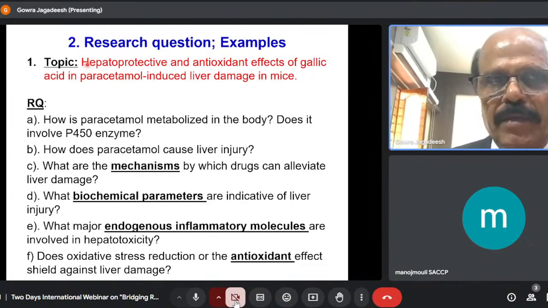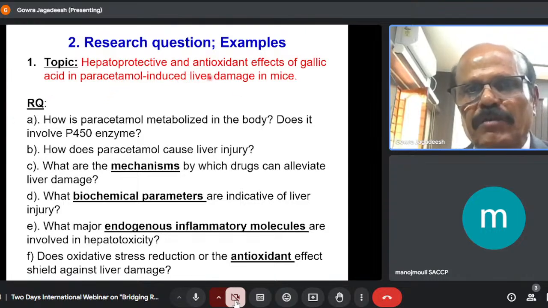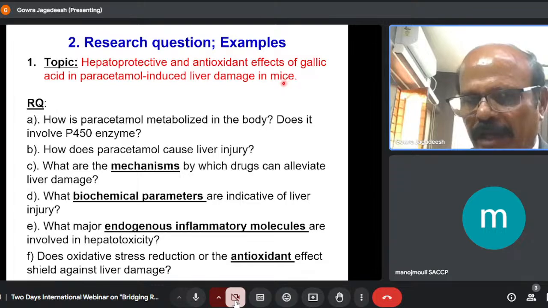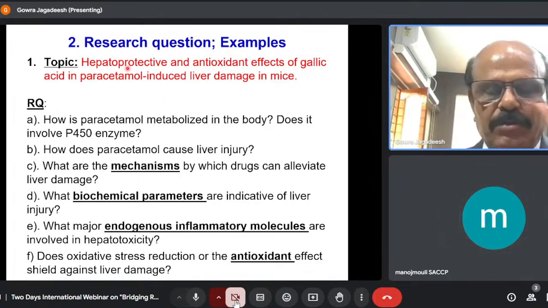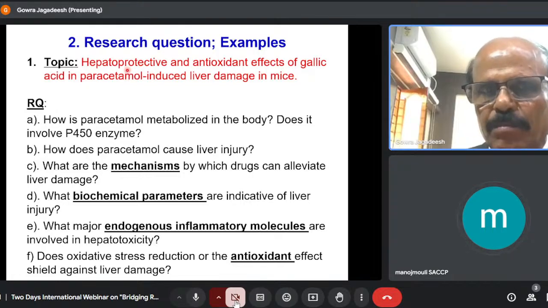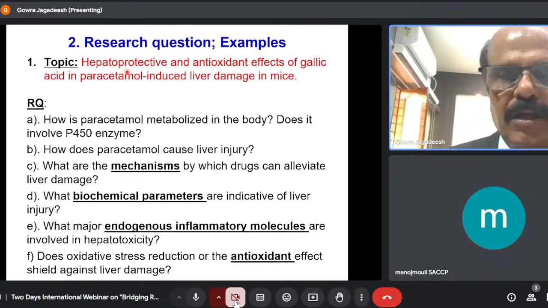One of them I copied: hepatoprotective and antioxidant effects of gallic acid in paracetamol-induced liver damage in mice. Read it a couple of times. Every word you dissect out. Let me dissect this one. I'll just give two examples. Even though I have several examples, because of time limitation we can't go through all of them.